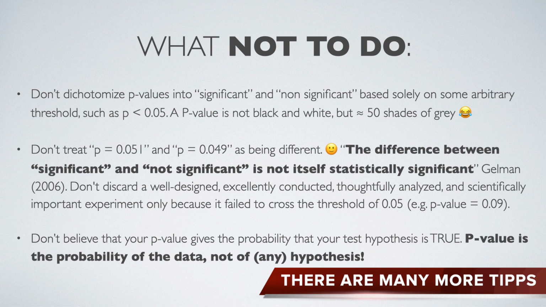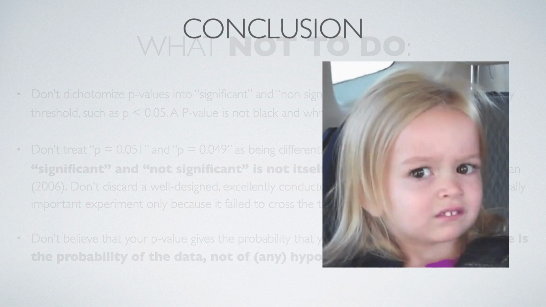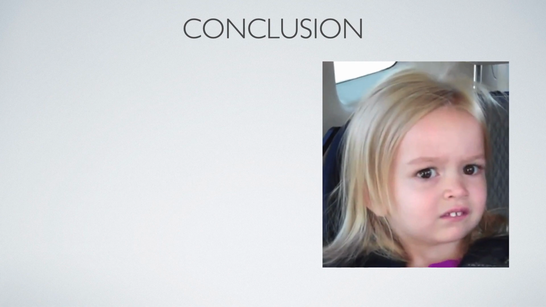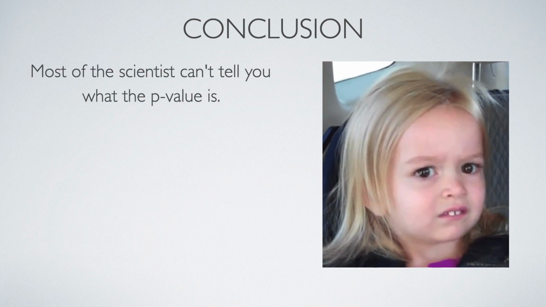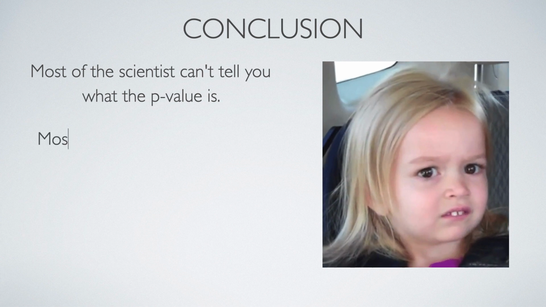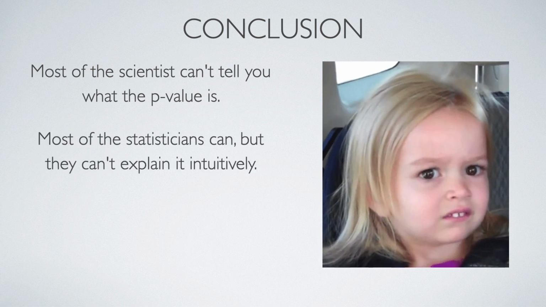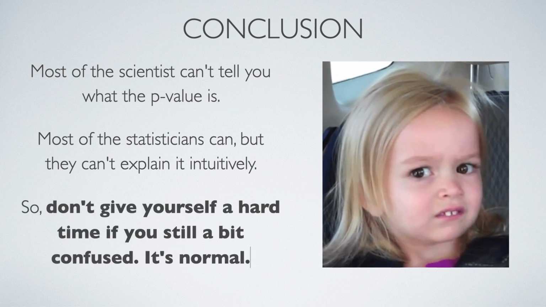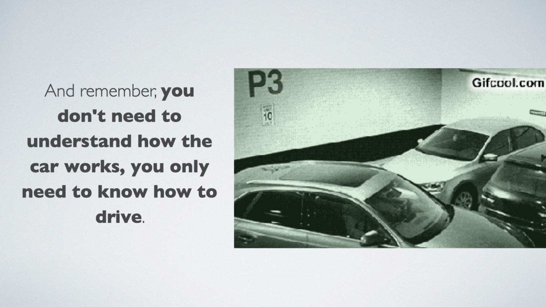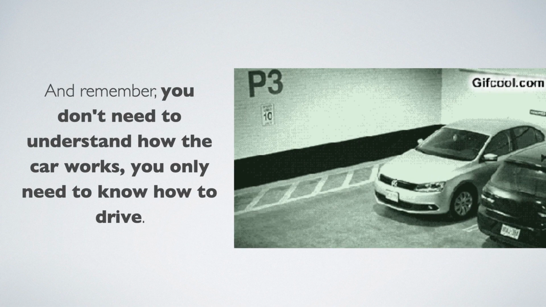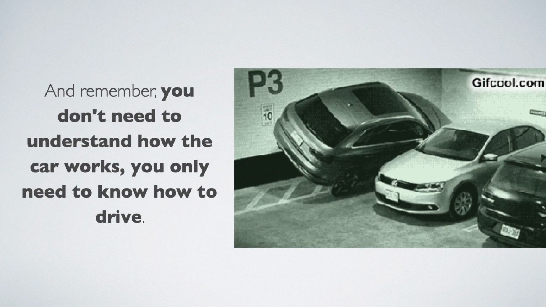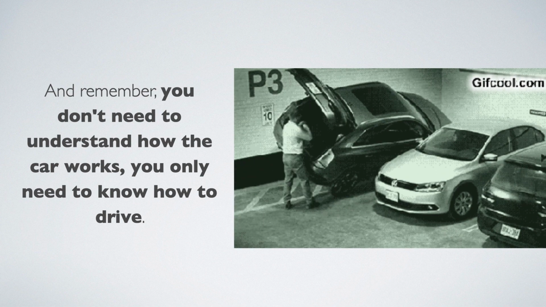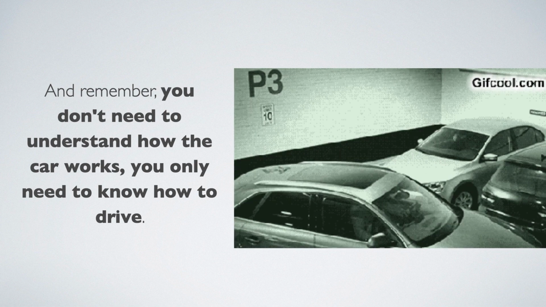There are of course many more do's and don'ts in this article, so feel free to explore it yourself. Here I just would like to say that most of the scientists can't tell you what the p-value is. Most of the statisticians can, but they can't explain it properly. So don't give yourself a hard time if you're still a bit confused. It's normal. Instead, I'd suggest we stop caring about understanding the p-value but start to use it properly. Because we don't need to understand how the car works, we only need to know how to drive.